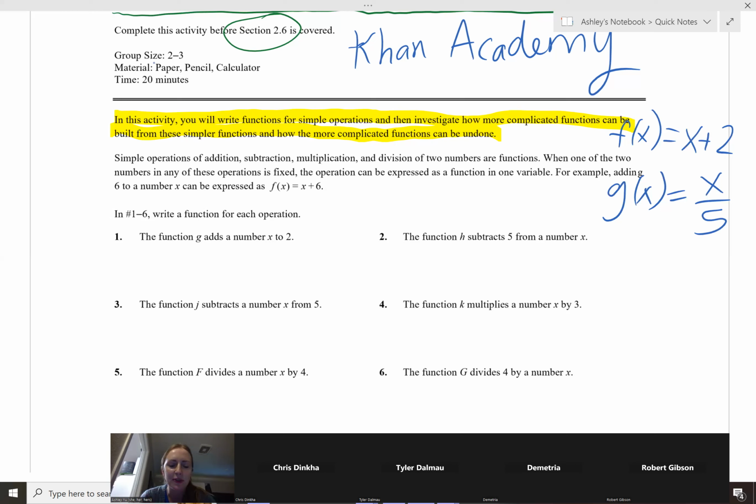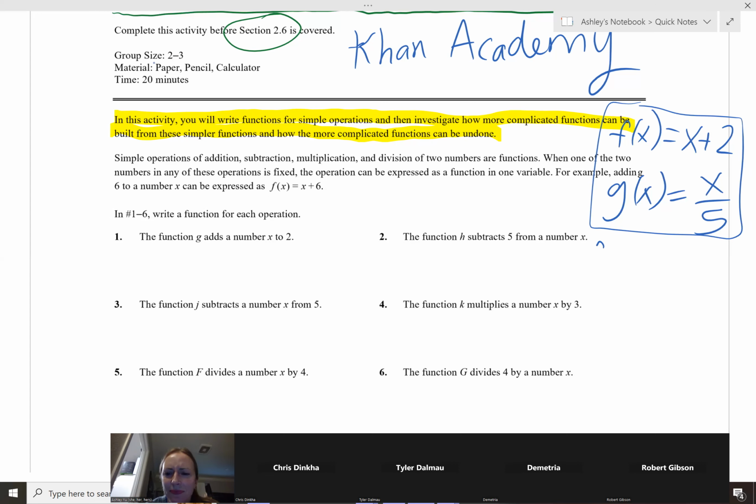If I want to combine those functions, maybe I want a new function that does both of those things. I want to take any number x that's given to me, and I want to add 2 to it and also divide it by 5. That's what the composition of functions talks about, taking two functions and combining them. So I have a new operation that does multiple things. So that's the idea behind composition.